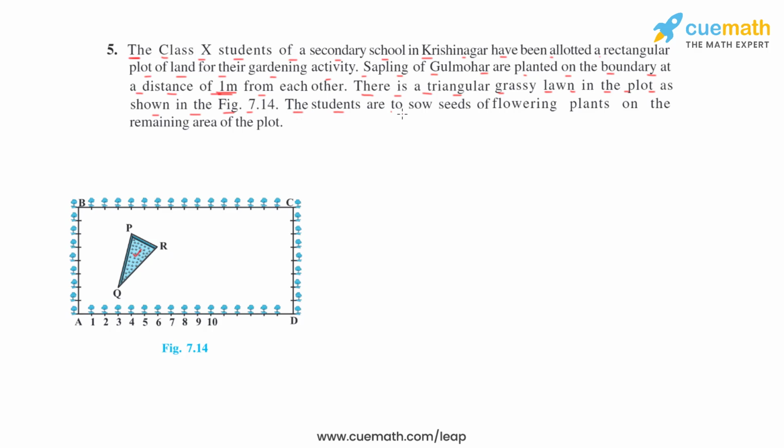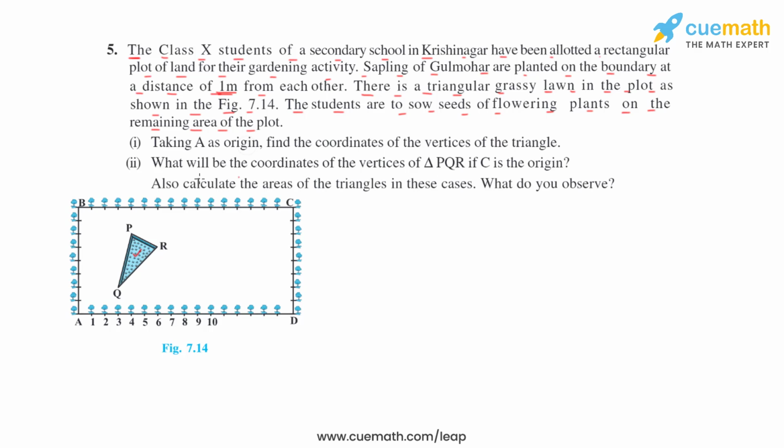The students are to sow seeds of flowering plants on the remaining area of the plot. That is, on the remaining area of the plot, they have to sow the seeds of flowering plants. Now the question is asking, taking the first part, taking A as origin, find the coordinates of the vertices of the triangle. If A is origin, then find the coordinates of PQR.